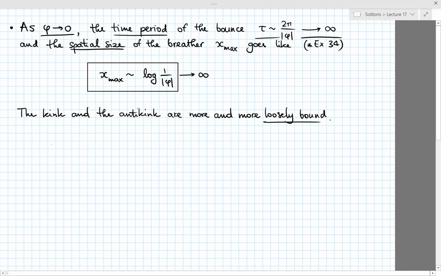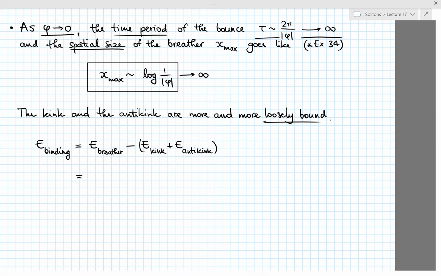As a final comment, and you can read a bit more about this in the lecture notes, one can define the so-called binding energy of the kink and the anti-kink inside the breather. So that's defined as the energy of the breather minus the sum of the energy of the kink and the anti-kink in isolation. And we can calculate the energy of a V equals 0 breather by plugging the solution that we just found into the general formula for the energy density of a sine-Gordon field and calculating the integral.